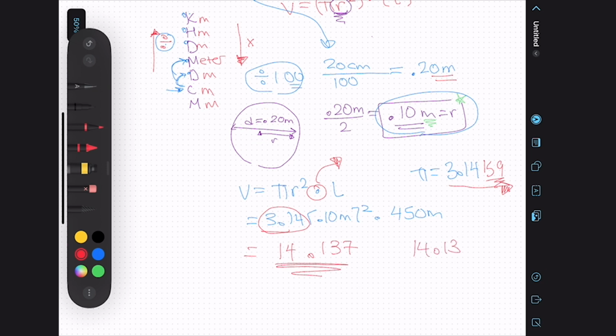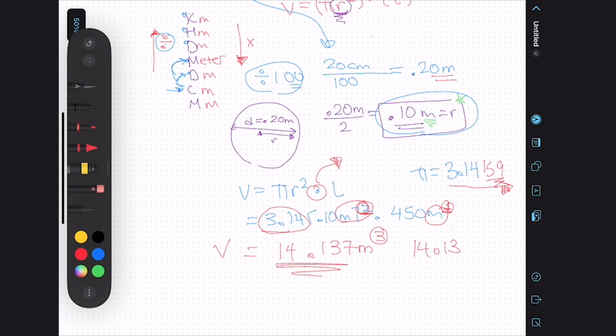Now, what are my units? So we have meter squared here, and we have a meter here. And when you multiply that, you're going to be adding the exponents. So we have 2 and we have 1 here. If there's nothing up here, it means 1. So when we're multiplying, we're going to add these numbers. So 2 plus 1, that means we have meters cubed. So that is my volume.